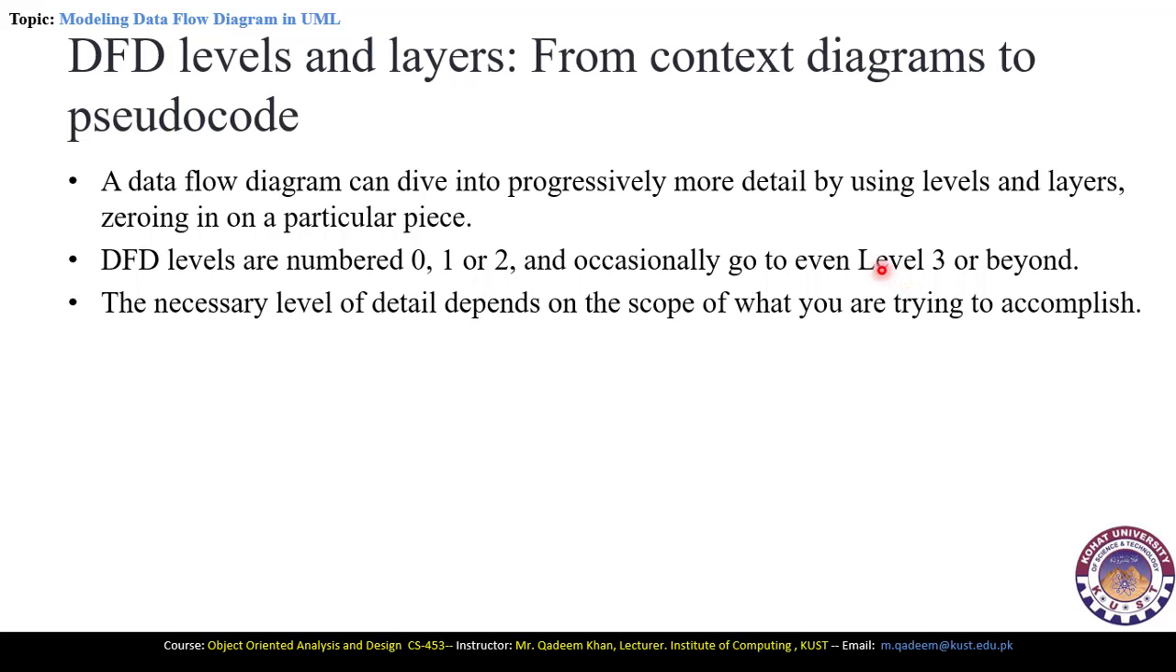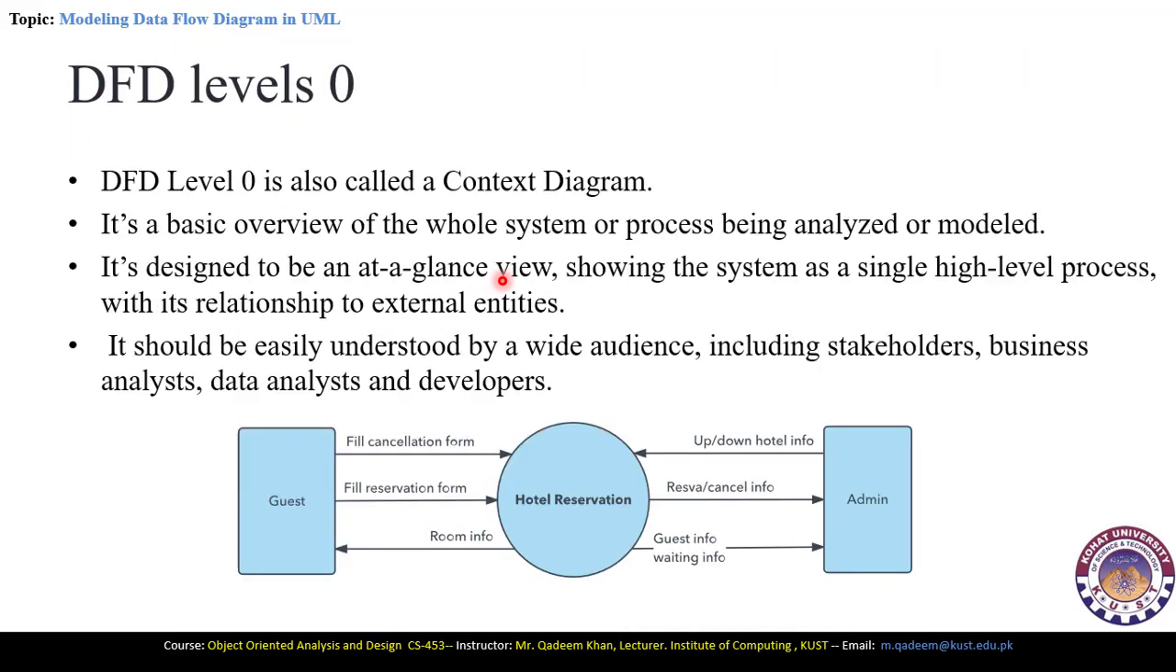The necessary levels of detail depend on the scope of the DFD that should be accomplished. If the scope of the project is accomplished in level 1, then it will be sufficient. Otherwise, we need to draw level 2 as well. The first level is called level 0. In level 0 of DFD, the context diagram is created. The context diagram is very much abstract, and it is a basic level where the whole system is represented with a certain process.